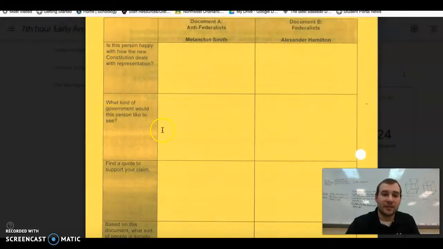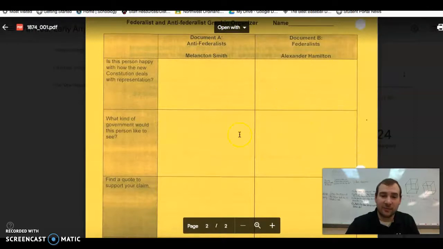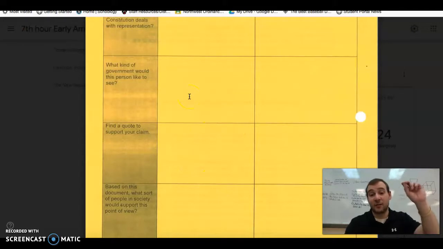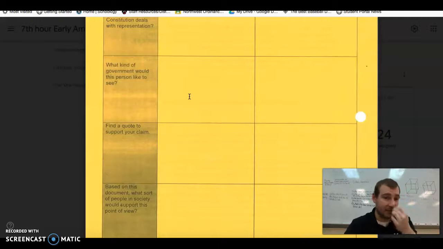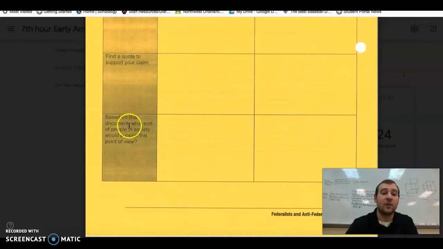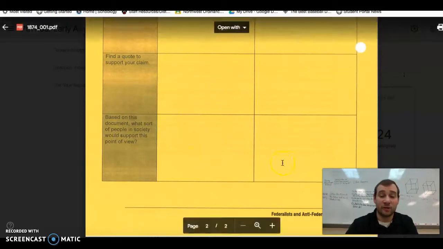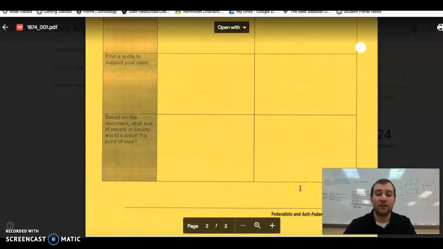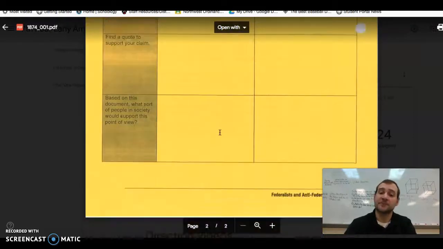What kind of government would this person like to see? Same question for both. That one should just be a quick one to two sentence answer. And then you're going to have to find a quote to support your claim. So if he says he wants this type of government, you've got to have a legit quote from document A or B supporting what you're saying. Based on this document, what sort of people in society would support this point of view? So you have to do some thinking there. Based on what this person is saying, who would follow them or be in support of them? Should be relatively quick.